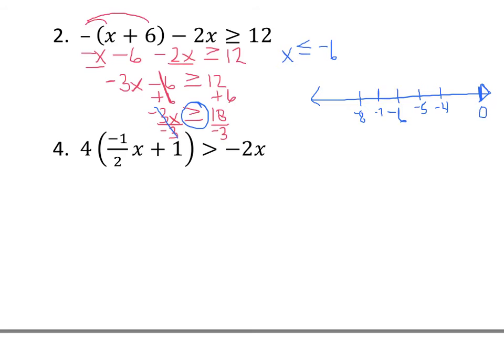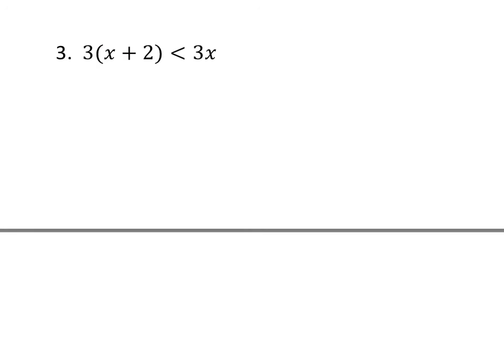At negative 6, we're going to have a closed circle because it can be equal to negative 6, but it has to be less than or equal to negative 6, so that would be on the left side. Less than, left. And I just go ahead and shade that in. Okay, moving on to number 3. Why don't you go ahead and try that on your own, and then when you're ready to check your answer, unpause the video and check your answer.